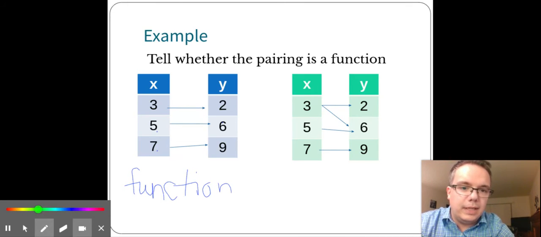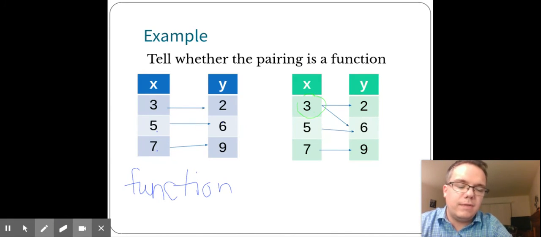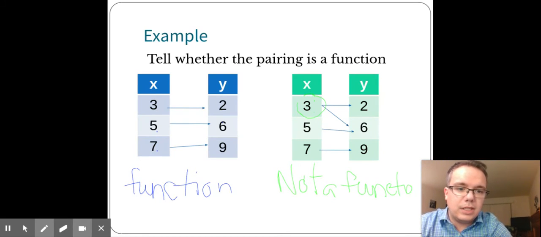All right, for the green one here, our 3 goes to both 2 and 6. So if we put a 3 in the function, it doesn't quite know what to do. Does it go to 2 or go to 6? So because this x is shared, this is not a function. We can share y's, but we cannot share x's. So if I put in 3 and 5 and they both go to 2, that's okay because it knows what to do when I plug in 3 and 5. But now my machine would get stuck. It wouldn't know to put out 2 or to put out 6 when I put in 3. So this is not a function.